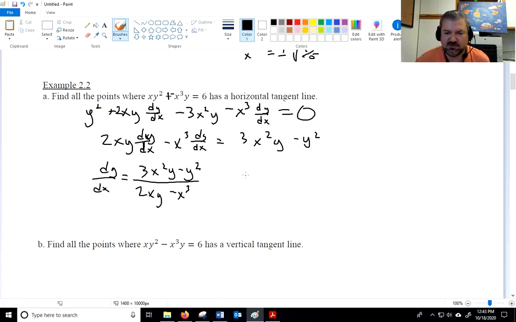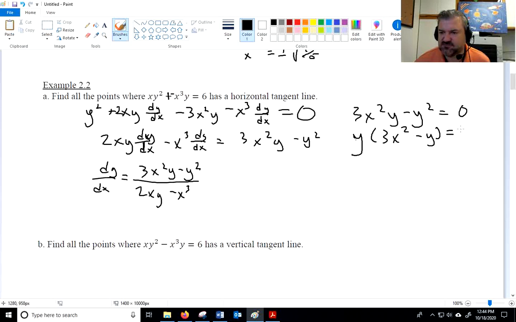All the points where we have a horizontal tangent line, well, that's when the numerator would equal 0. So let's solve that. 3x squared y minus y squared is equal to 0. So I will factor out a y, and I get y times (3x squared minus y) equals 0. So clearly when y is equal to 0, we'll have a horizontal tangent line. Well, what about with the x's? I have to solve this equal to 0, so I have 3x squared equals y.